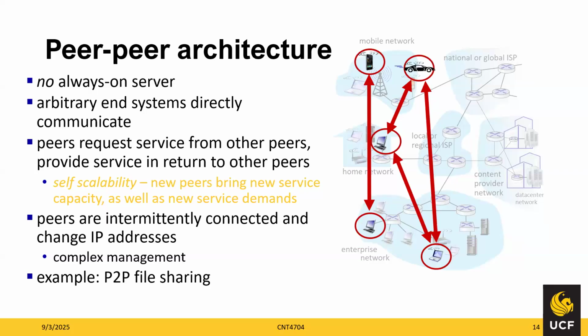With peer-to-peer, it's the total opposite. Devices connect to each other directly without using the server. Every device acts as a peer by itself, and they share resources directly upon agreement, such as uploading or downloading a file. It's self-scalable, so as more peers join, they not only add demand, but also add capacity.